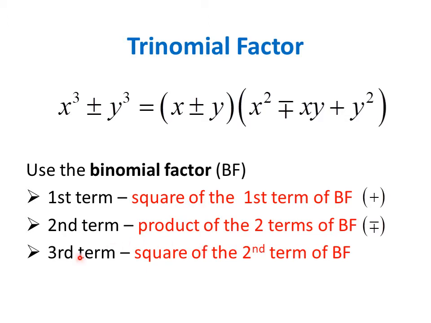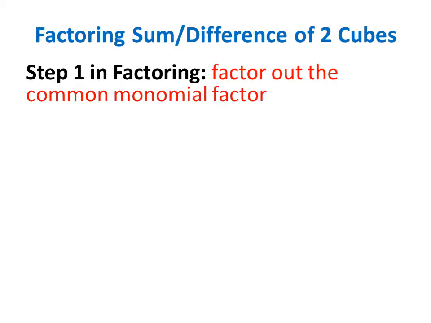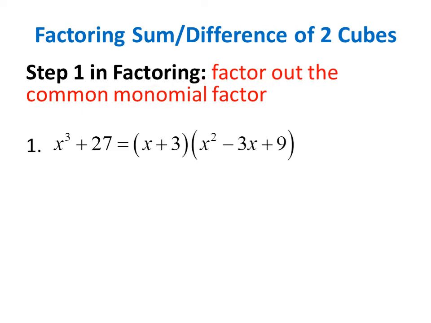The third term of the trinomial factor is the square of the second term in the binomial factor. So this third term is simply the square of this second term in the binomial factor. So since this is squared, the third term is always positive. Before we consider any example, let's remember the first step in factoring any given expression, that is to factor out the common monomial factor.